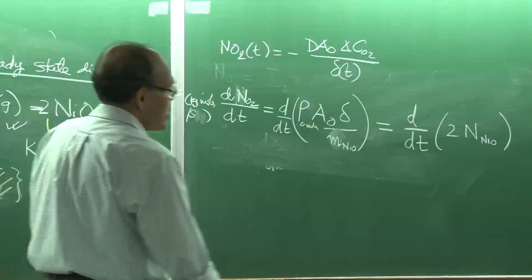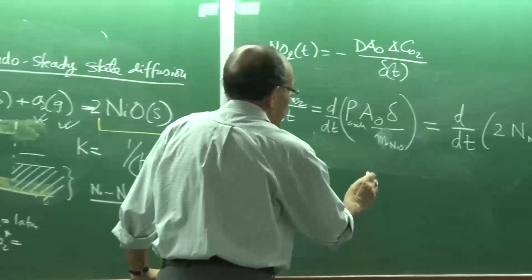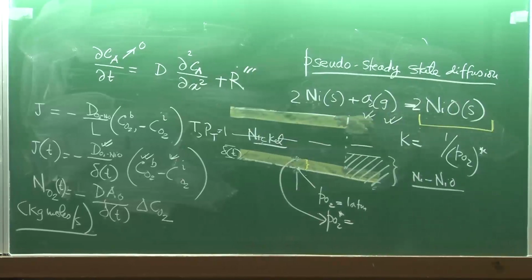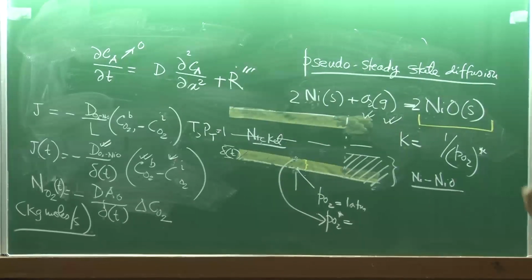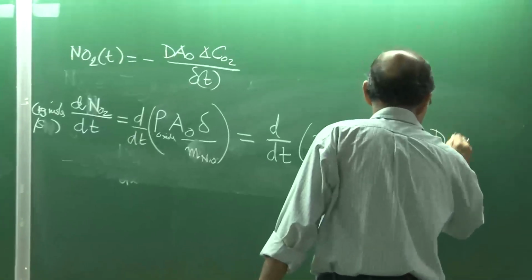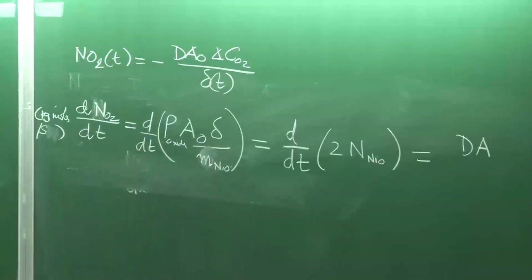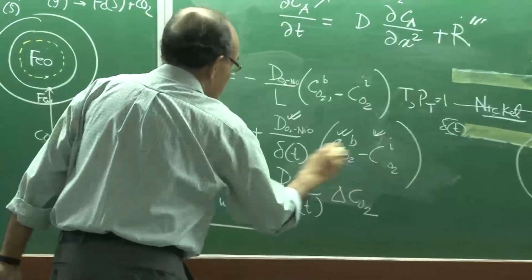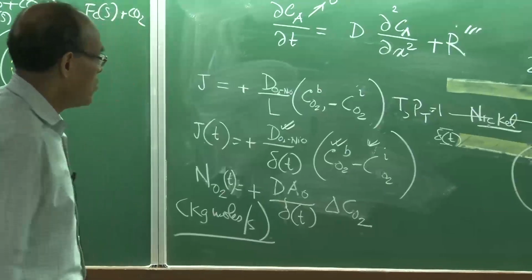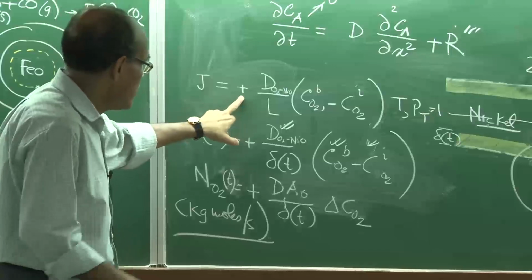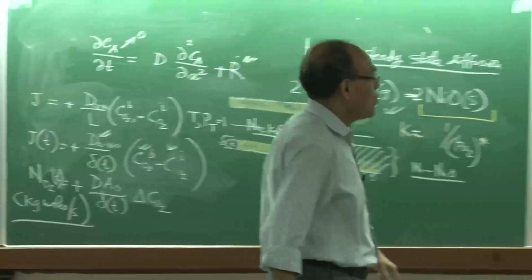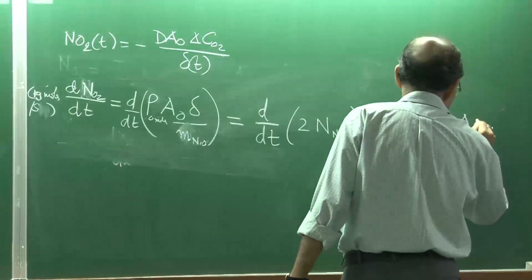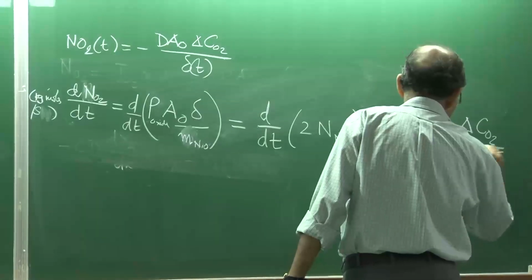So therefore, we have already shown that this, from the right hand side of that equation, is equal to D, and I will not write a minus sign here because I have already reversed the concentration gradients. So from higher concentration to lower concentration, a minus sign is not necessary here. So therefore this is equal to D A0 into delta CO2, which is constant, divided by delta.